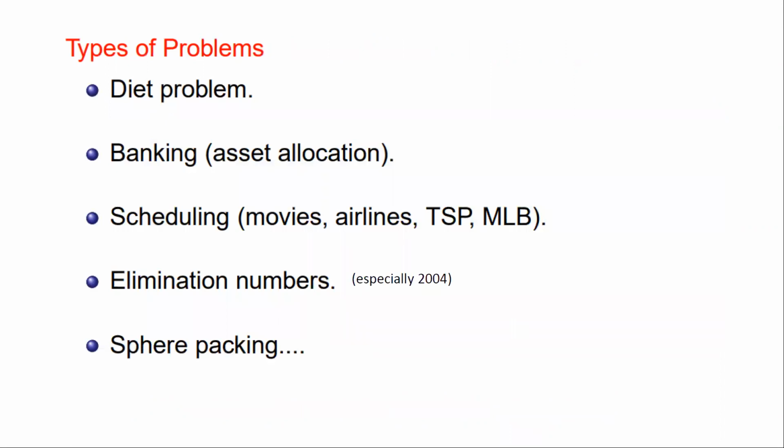So there's a lot of problems. Some of these have already been discussed earlier today, so I'm not going to talk too much about them. I will mention elimination numbers was talked about, which is a wonderful topic. When does a team still have a chance to win?